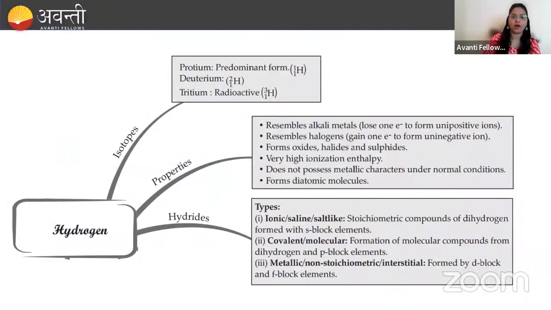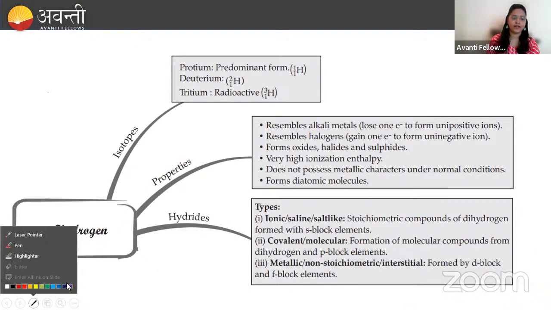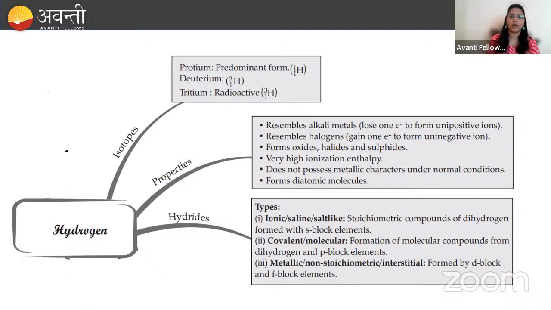Okay, so when we talk about hydrogen, there are certain isotopes of hydrogen. You know what the isotopes of hydrogen are, right? Protium, deuterium, and tritium. These are very important isotopes of hydrogen.